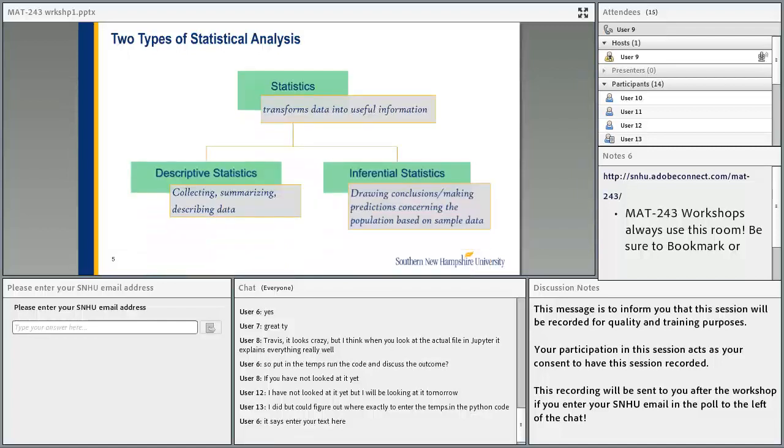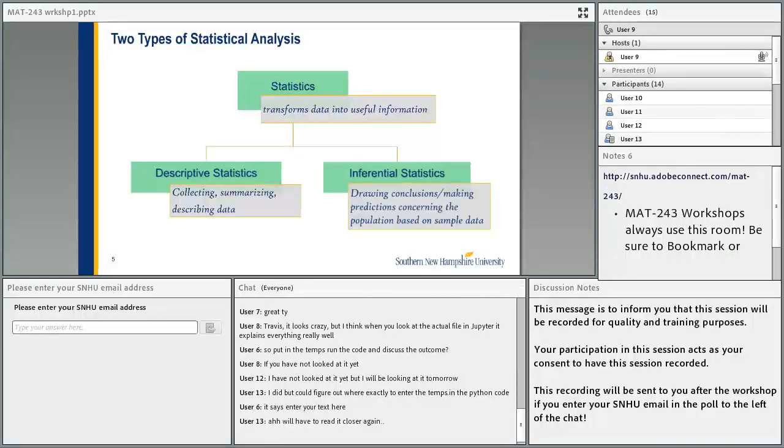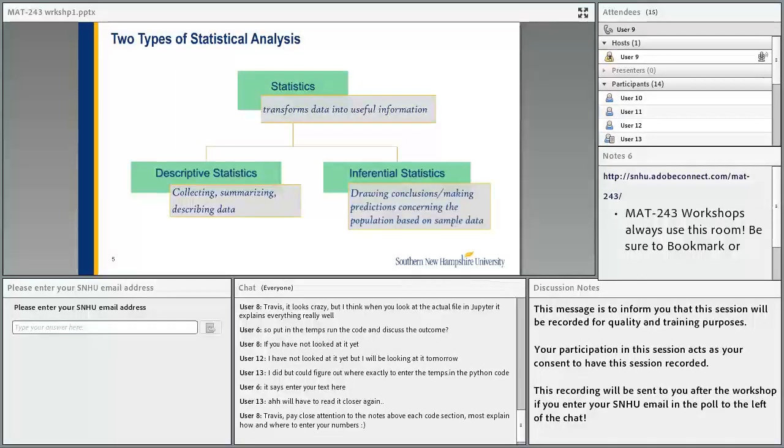All right. Let's get started with what is statistics. So it is a branch of mathematics that transforms data into useful information. And there are two types of statistics, the descriptive and the inferential. The first few weeks in your course, we are going to be focusing on descriptive statistics. But from the third week onwards, we will be doing inferential statistics. So what's the difference between the two?